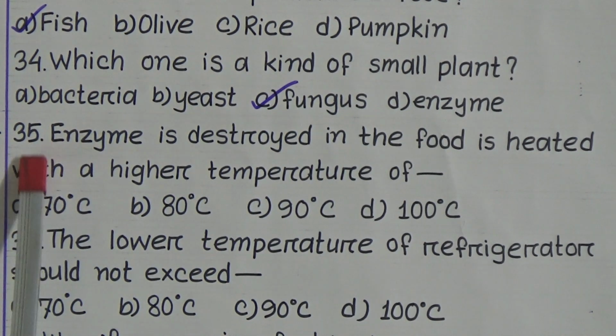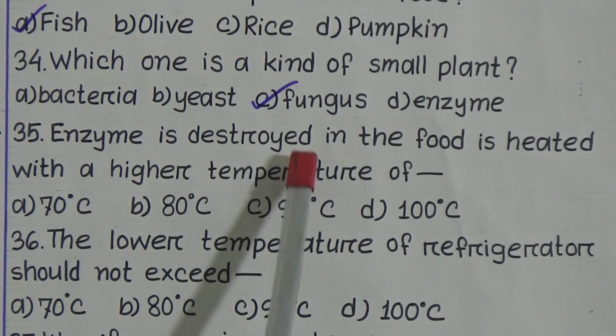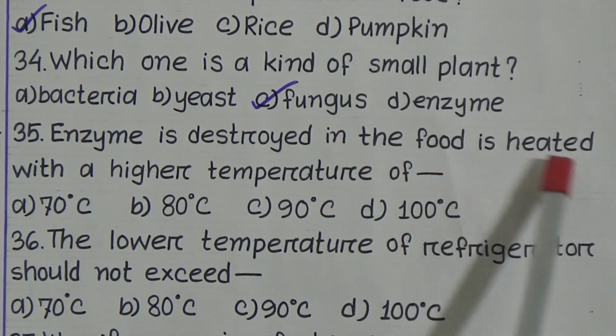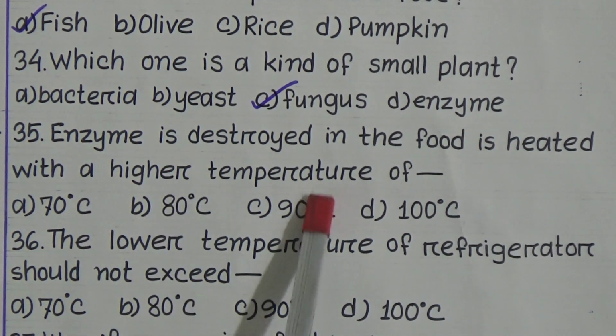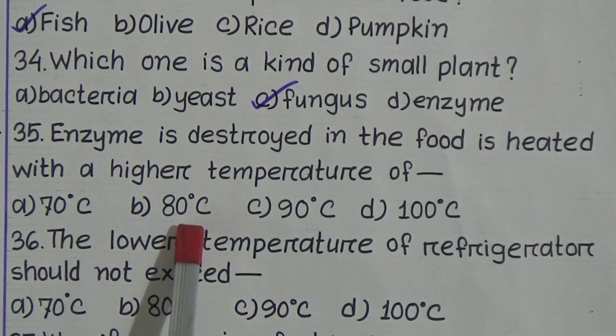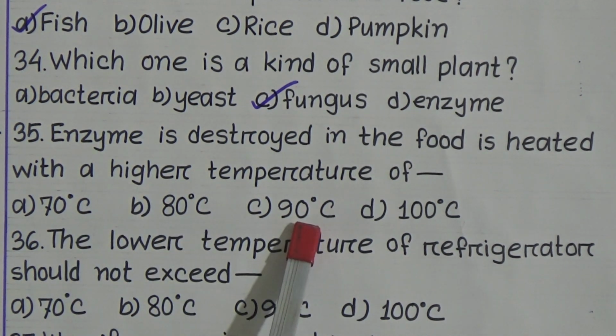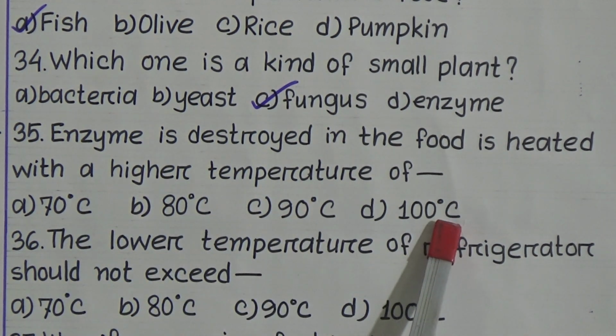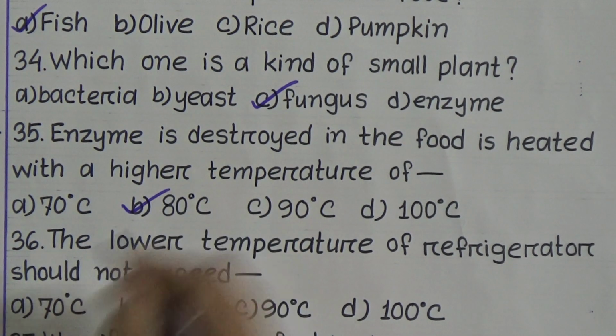Now question number 35. Enzyme is destroyed if the food is heated with a higher temperature of 70 degrees Celsius, 80 degrees Celsius, 90 degrees Celsius, 100 degrees Celsius. So can you guess which one will be correct here? Okay, it will be option B, 80 degrees Celsius.